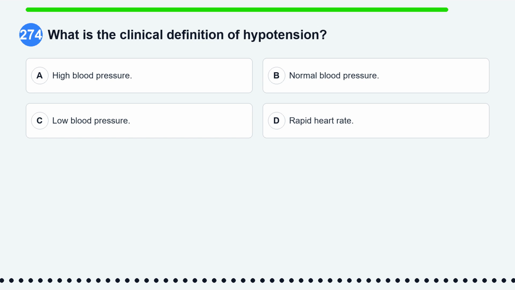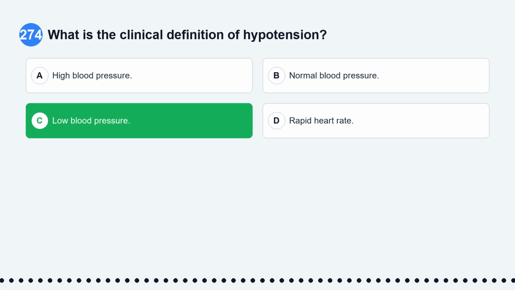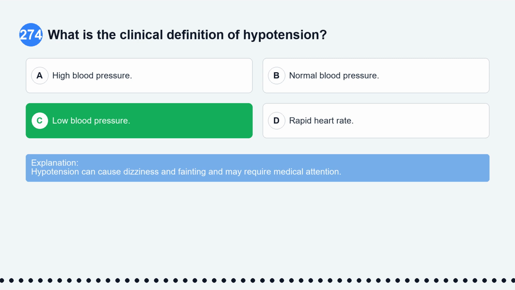Question 274. What is the clinical definition of hypotension? Option A, high blood pressure. Option B, normal blood pressure. Option C, low blood pressure. Option D, rapid heart rate. The correct answer is option C, low blood pressure. Hypotension can cause dizziness and fainting and may require medical attention.